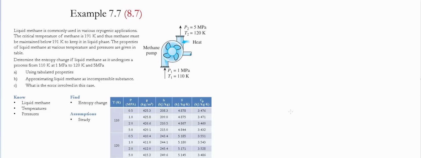We need to determine the entropy change of liquid methane as it undergoes a process from 110 Kelvin and 1 megapascal to 120 Kelvin and 5 megapascal. The analysis must be done using the tabulated properties in the table, as well as approximating liquid methane as an incompressible substance. Once we do these calculations, we need to determine what is the error involved in case B.